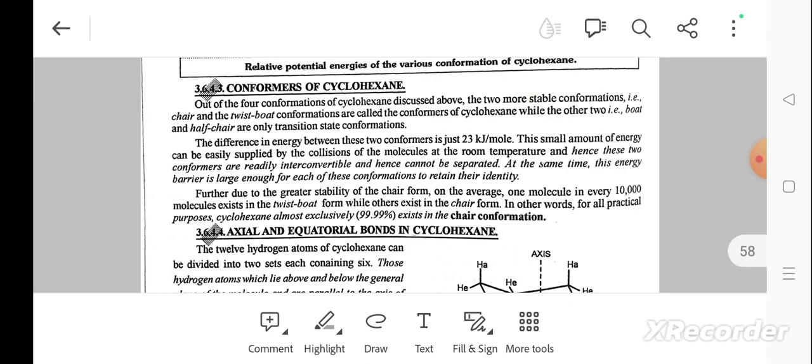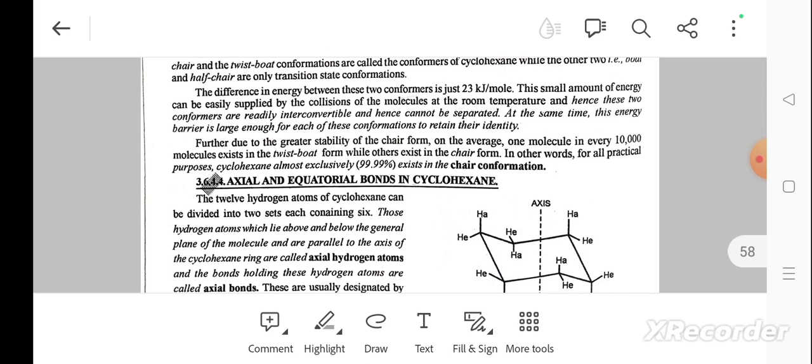Further, due to the greater stability of the chair form, on average, one molecule in about 10,000 molecules exists in the twisted boat form while the others exist in chair form. In other words, for all practical purposes, cyclohexane almost exclusively exists in the chair configuration.